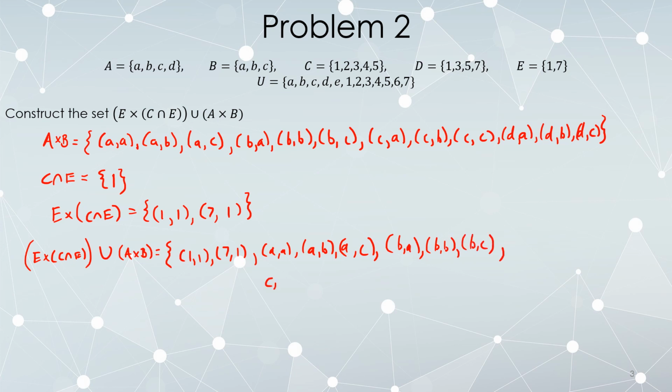What are we at now? CA, CB, CC, but then also DA, that's a D, DB, DC, and we got all of the elements out of both sets, and there we have it.